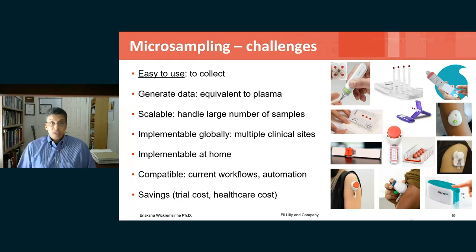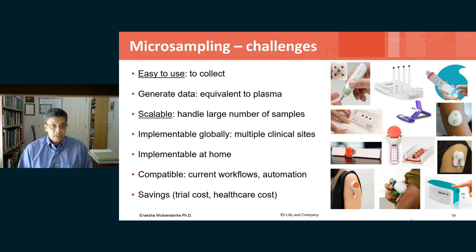Challenges for microsampling, right? It has to be easy to use. It needs to be easy to collect. It has to generate data that's equivalent to plasma or the gold standard. It has to be scalable, right? Handle large numbers of samples. It has to be implementable globally, across multiple clinical sites. Some sites are resource limited. Some sites are in very remote locations, so you need to be able to reach them. And these do have those advantages. It must be implementable at home, compatible with current workflows, including automation. If you're running hundreds of thousands of samples, they need to be compatible with automation.